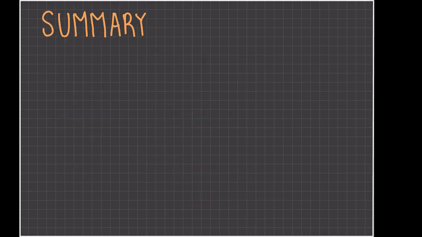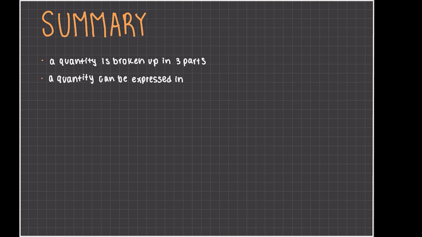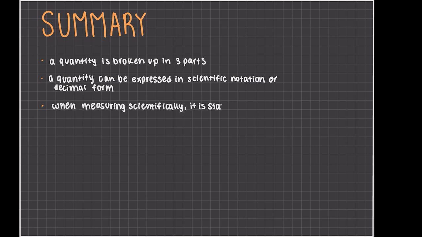Now let's just review what we learned today. In summary, we learned that a quantity is broken up into 3 parts. We also learned a quantity can be expressed in scientific notation or decimal form. We also know when measuring scientifically, it is standard to use SI units, and that we can use unit prefixes to describe SI units, which can also lead to other derived units to describe other properties.